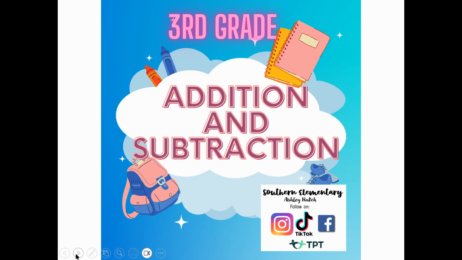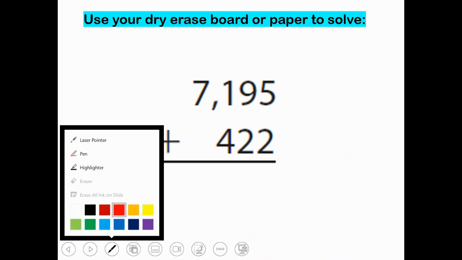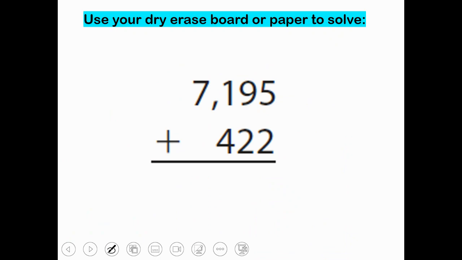Addition and subtraction. So we are going to do standard algorithm. So that means I'm going to start at my ones place. I'm going to add 5 plus 2 is 7. Then I'm going to go to my next place value, which is my tens place.